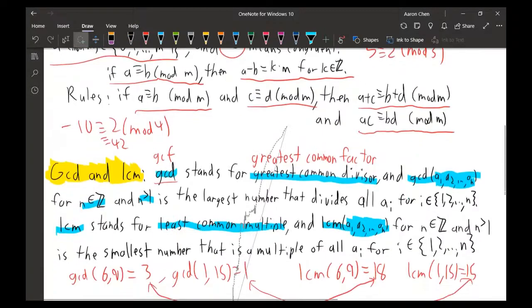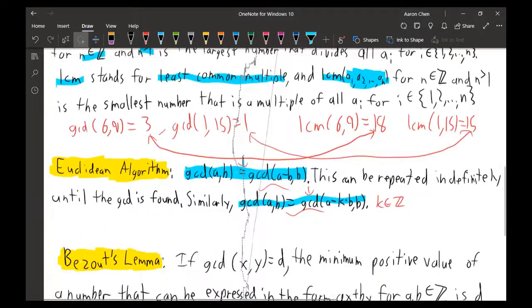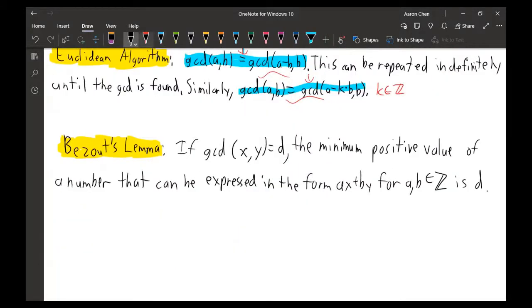So the Euclidean algorithm is quite important. Finally, there is another rather important thing to know. It's called a lemma, but it's really well known, so I guess you can consider it a theorem by now. If we abbreviate GCD of x and y to just d, then the minimum positive value of a number that can be expressed in the form ax plus by for integers a and b is d.